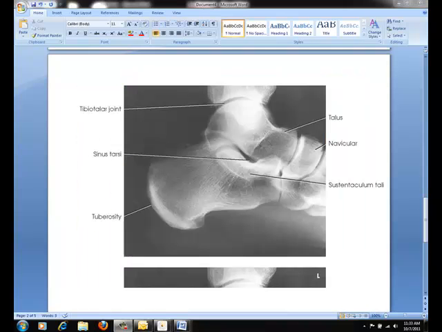When evaluating the image, make sure there is no rotation of the calcaneus. There should be evidence of proper collimation, and there should be uniform density throughout.